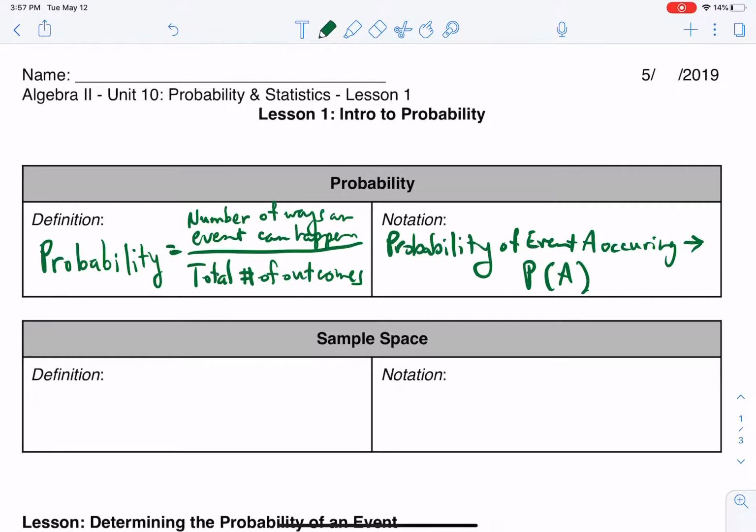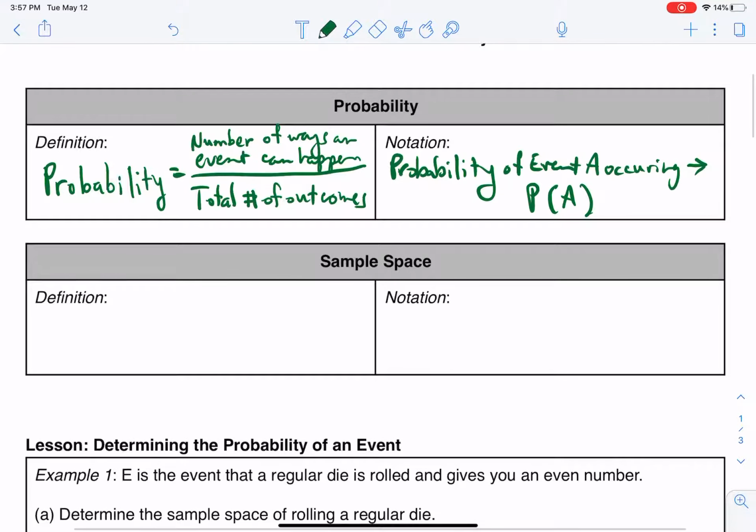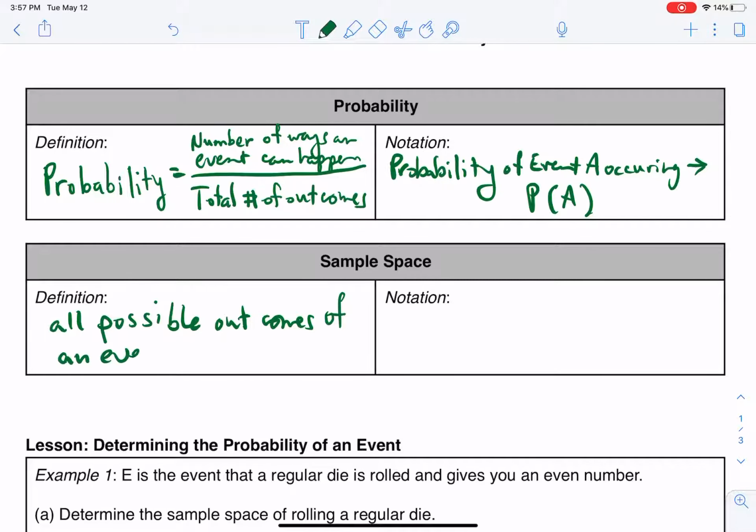Now, the sample space is often used when we're describing all the possible events. So the definition of sample space is simply all possible outcomes of an event. Again, if you go back to the example of flipping a coin, the possible outcomes there are heads or tails.